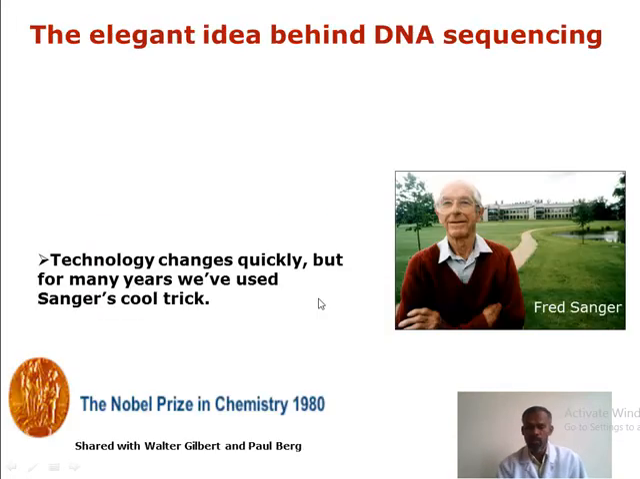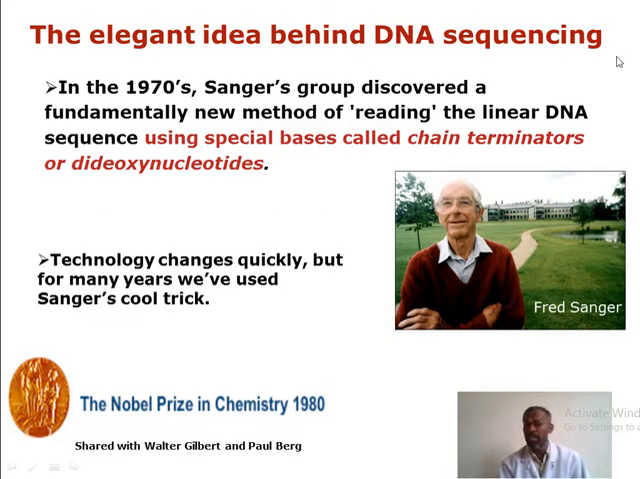Okay, so the elegant idea behind DNA sequencing is from Fred Sanger. He's very brilliant because he discovered this technique. I don't know how he came up with this idea. Actually, DNA has deoxynucleotides, but he produced another kind, a dideoxynucleotide, which terminates DNA replication. So we call it a chain terminator. Okay, so how did he do this?